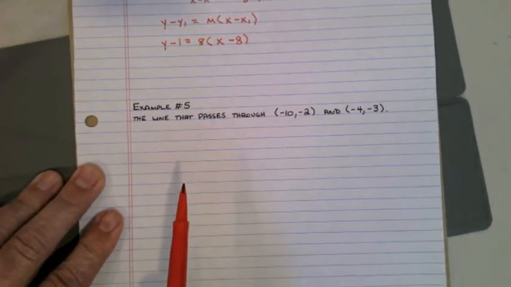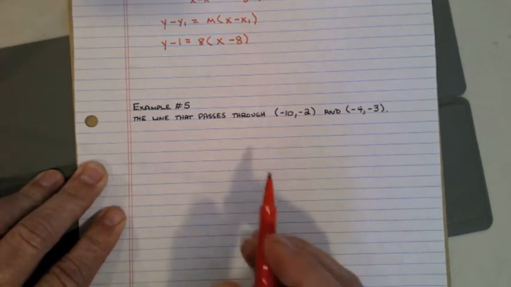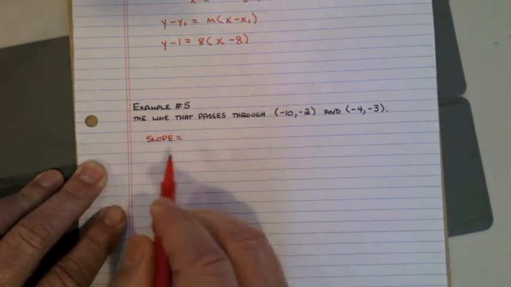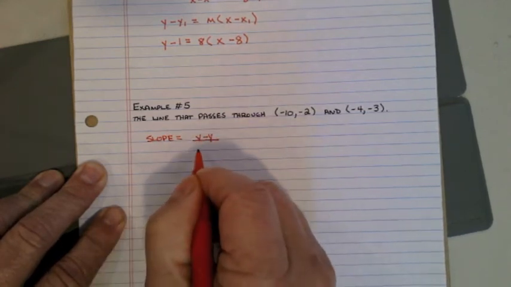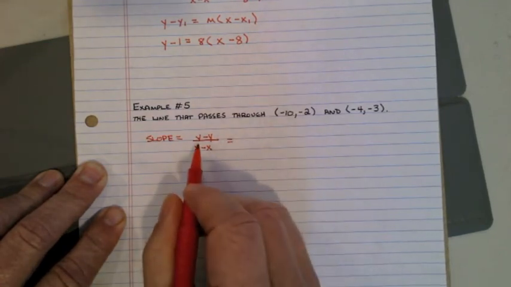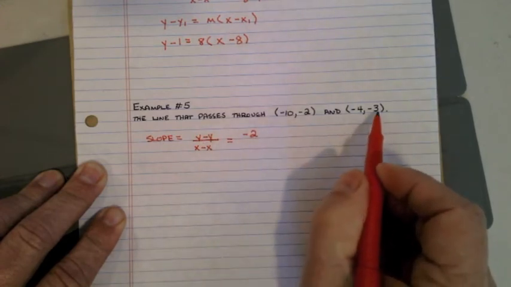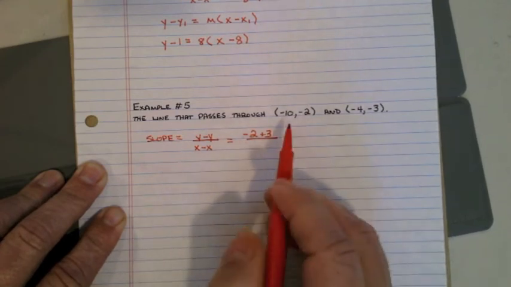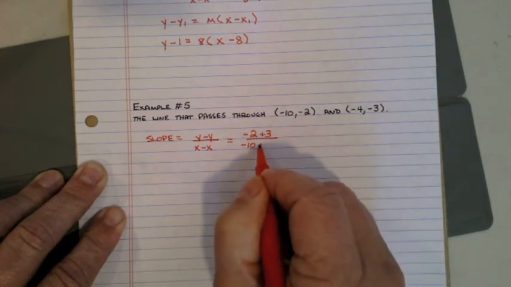Here's another example of where they did not give me the slope, but I need to figure out what the slope is. And that's what I'm going to do. I'm going to use the slope formula, and I'm going to figure out what the slope is. Remember, the slope formula tells me to take my y's and subtract them, put it in the top of the fraction, take my x's and subtract them, put it in the bottom of the fraction. My first y is negative 2, and the opposite of my next y is positive 3. My first x is negative 10, and the opposite of my next x is positive 4.